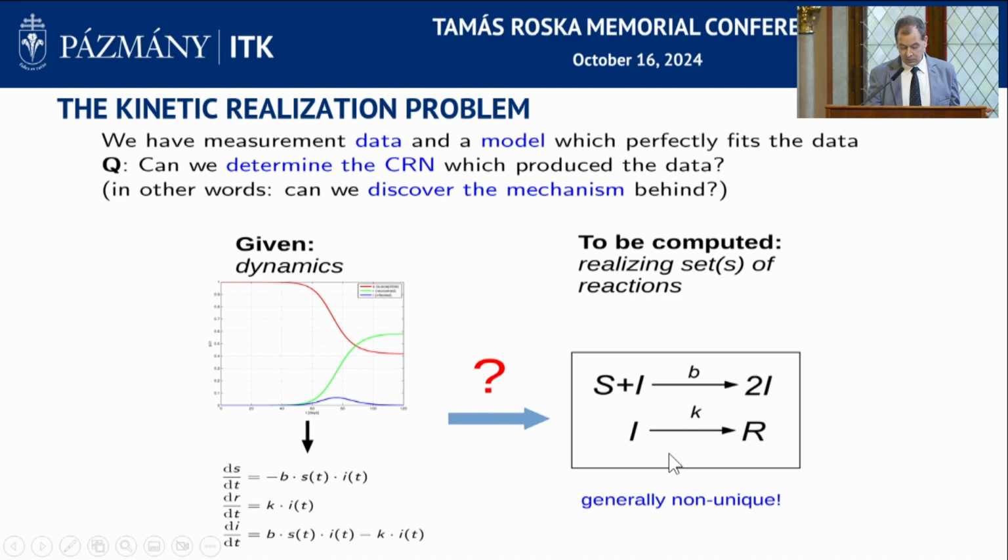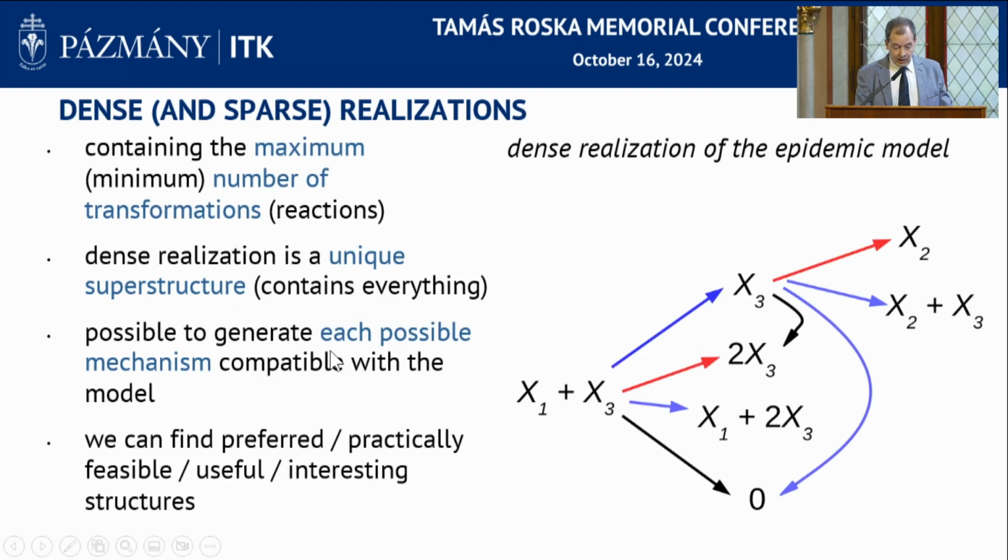And we know that the solution is generally non-unique, which means that many different networks can produce exactly the same behavior. It's not surprising, even from linear systems theory. And in this field, we define the so-called dense and sparse realizations of nonlinear dynamical systems. In the literature, almost everyone was searching for sparse realizations because these are minimally parameterized.